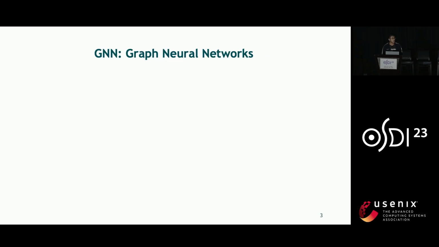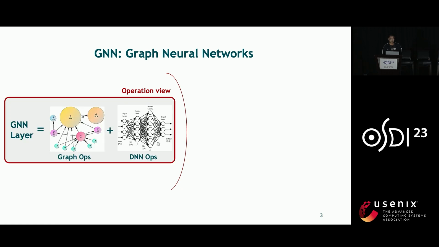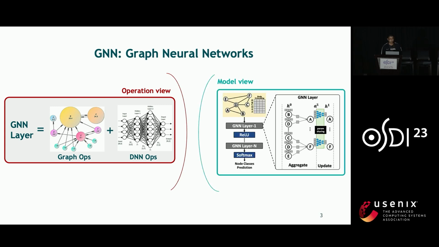So now let's dive deeper into the underlying mechanism of graph neural networks. Specifically, from the operation view, graph neural networks combine graph operations like PageRank to gather neighbor embedding information and neural network operations like the multi-layer perceptron to update the node itself. From the model perspective, a graph neural network interleaves execution of the GNN layers and the normal NN layers, like the ReLU and the multi-layer perceptron.